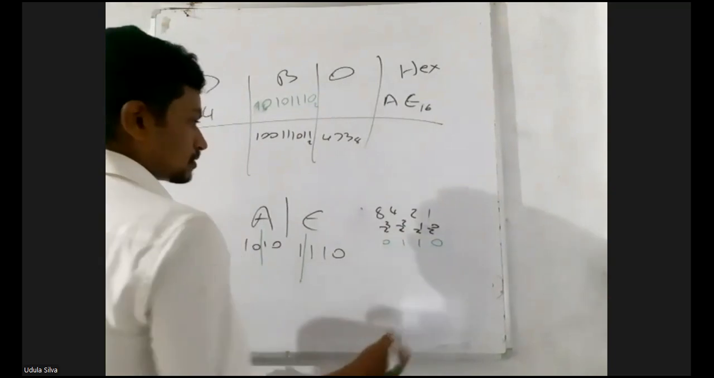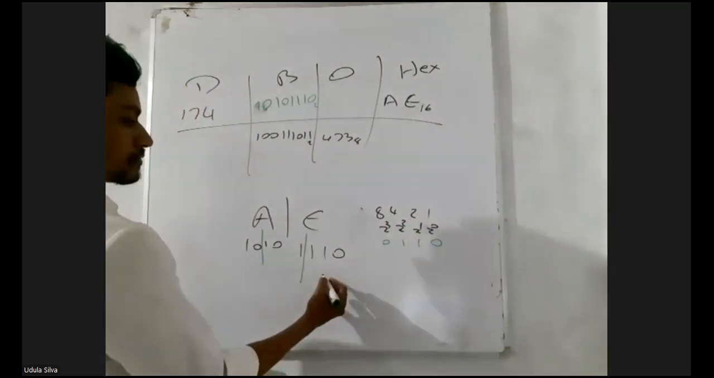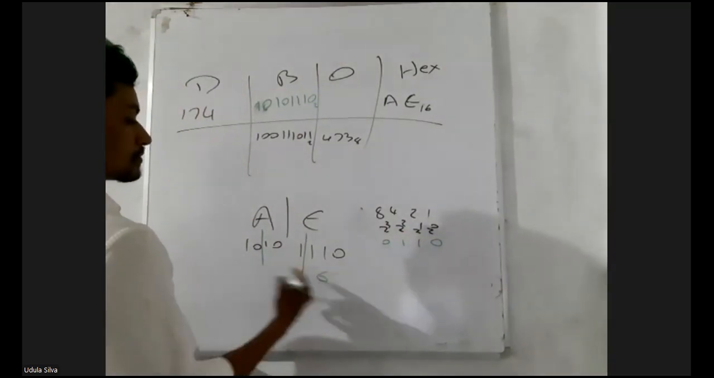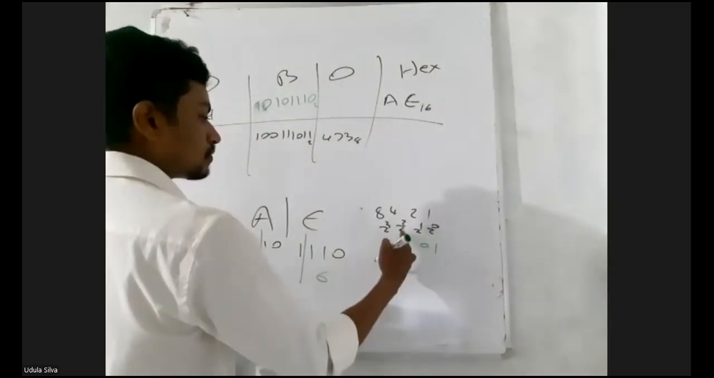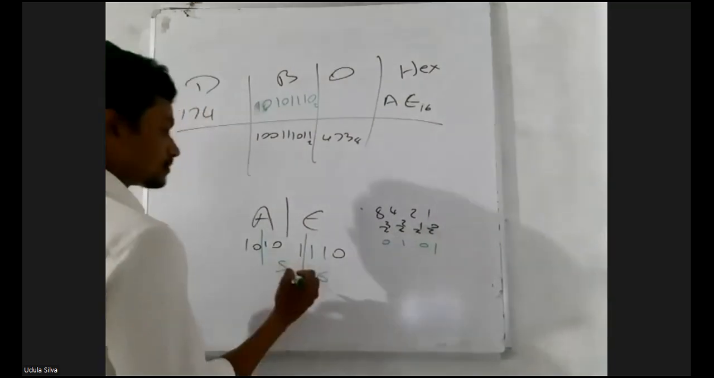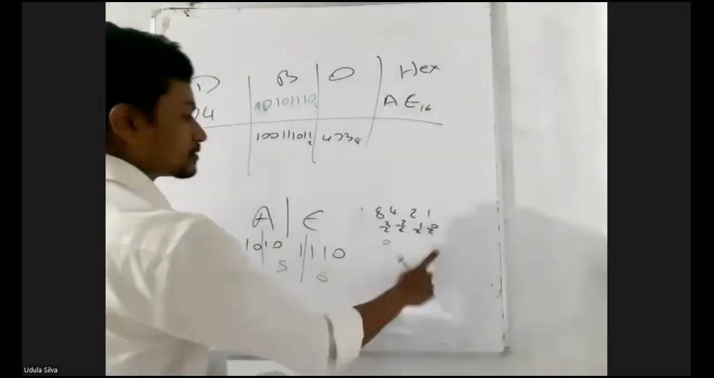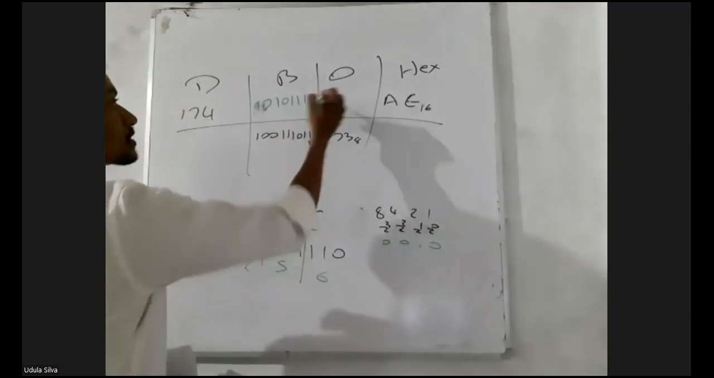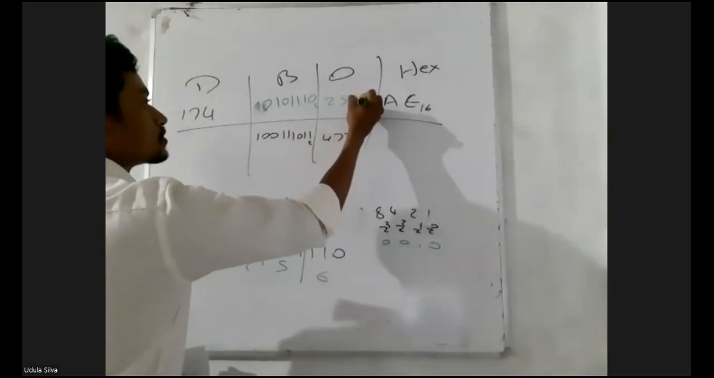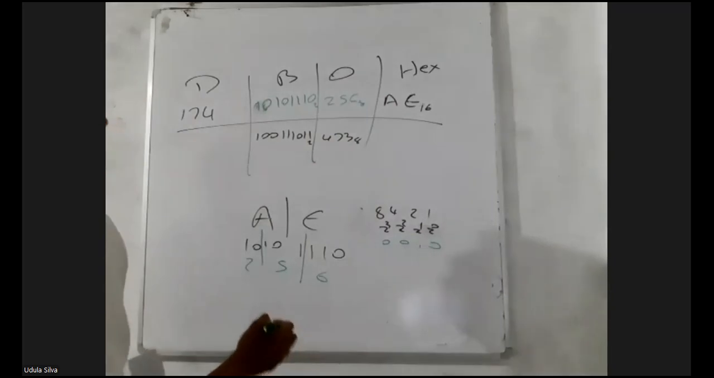110 is 6. 101 is 5. 10 is 2. So the octal is 256, right? All right.